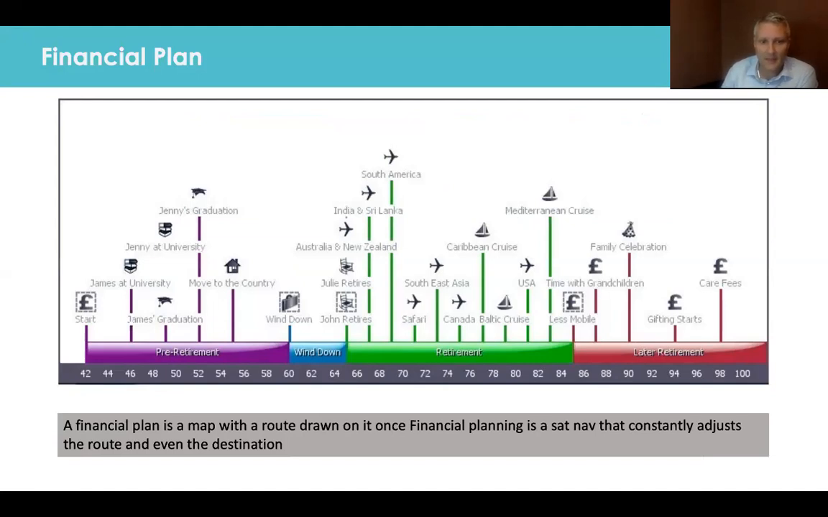Financial plan is a map with a route drawn on it, but financial planning is a sat nav that constantly adjusts that route and even the destination. So everything should be flexible in that sense.